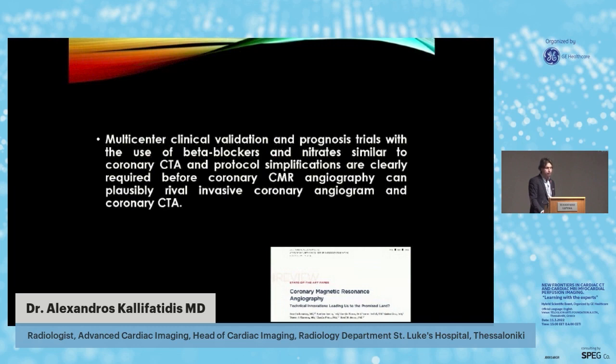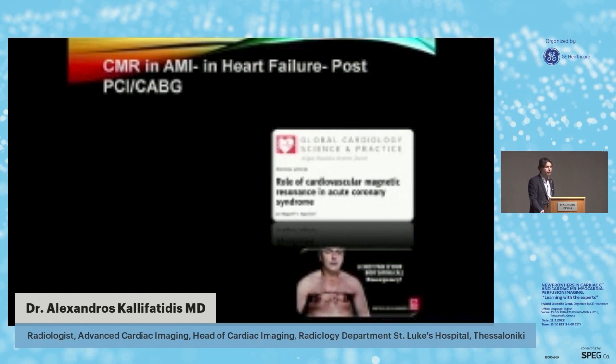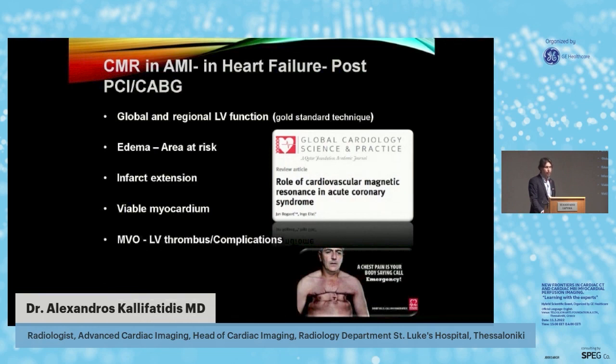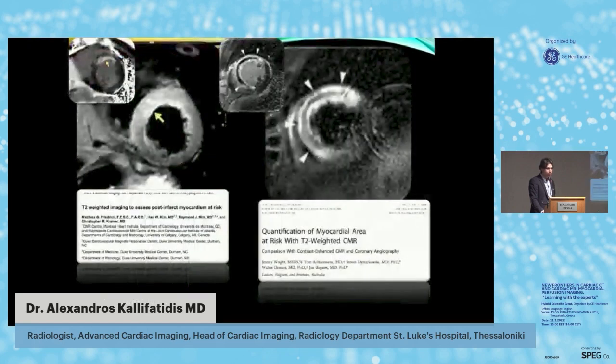What about in acute phase or in patients with heart failure or post-PCI and CABGs? We can use CMR once again for the global and regional functional assessment in order to see if there is any edema and the peri-infarct area at risk. We can see the extension of an infarction after an acute event. We can see the viability of the myocardium. We can search for any complications like ventricular thrombus or microvascular obstruction, and we can add in specific clinical scenarios stress CMR. And of course, we can differentiate from other acute coronary syndromes. Here are some clinical examples from the literature.